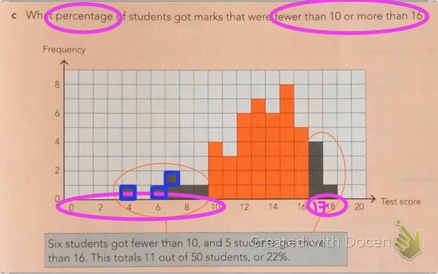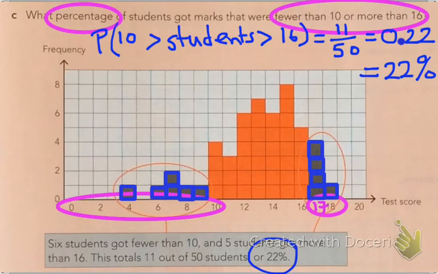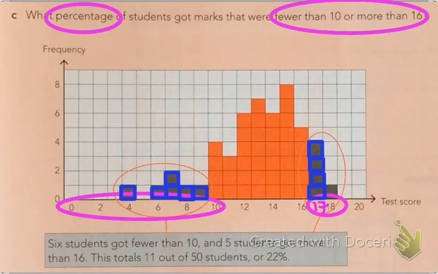1, 2, 3, 4, 5, 6, 7, 8, 9, 10, 11. So there are 11 students who have got either a score of below 10, so fewer than 10, or above 16, so 17 or higher.